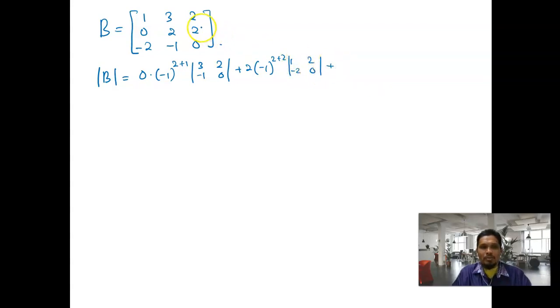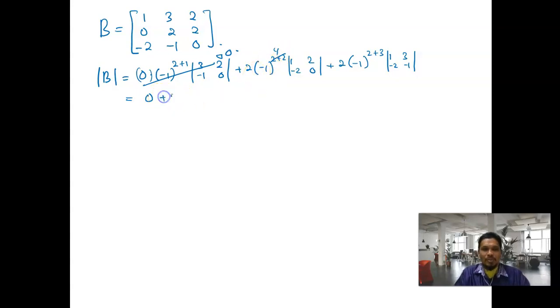Then plus with 2 and negative 1 to the power of the position of this is in row number 2 and column number 3. So 2 plus 3. And the minor here, hide the element in row 2 and column 3. We got 1, 3, negative 2, negative 1. So class, for this one, any value of this cofactor multiplied with 0 is straightly we give you 0 here. So then 0. Okay. Negative 1 square equal to 4. And then 2 plus 2 equal to 4. Negative 1 power of 4 is positive.